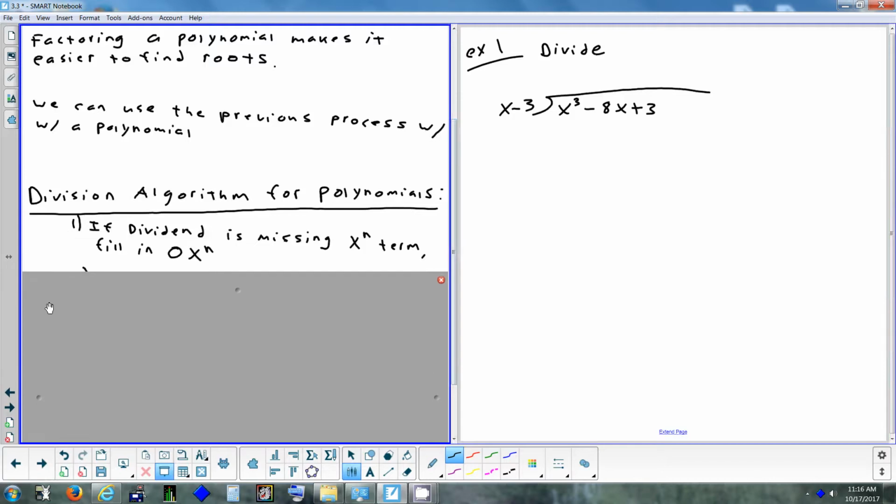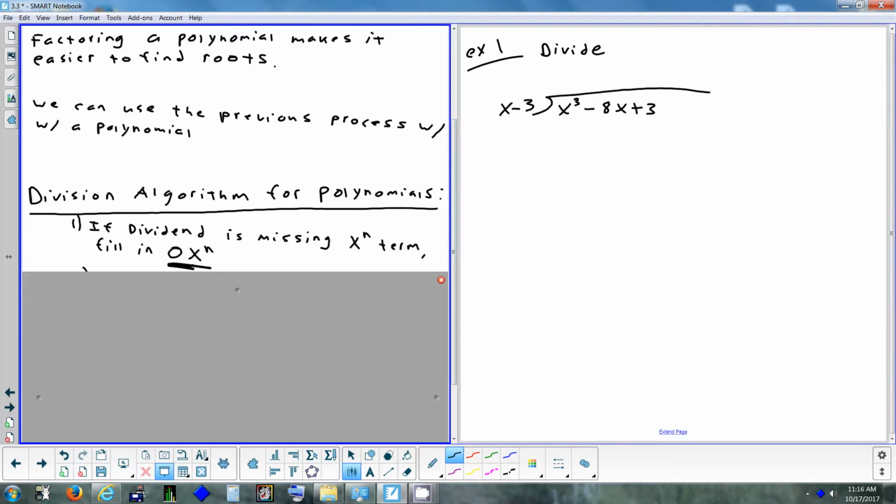The first thing is, whenever you're doing division, you've got to make sure you have every term. If your highest exponent is a 3, then you need to have the squared term, the linear term, and the constant. Am I missing anything here? Squared term. I'm missing the squared term. So it says, fill in 0. If you're missing a term, fill in a 0.